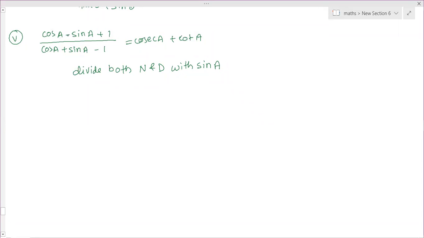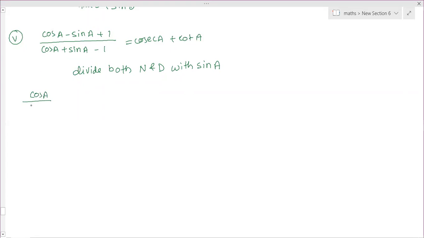So in this case, cos A minus sin A plus 1. When the question is in the form of sine and cos, you have to divide either by sine theta or cos theta. That depends on your RHS part. RHS is cosec theta. Cosec means 1 by sine, and cot means cos by sine. So you have to divide by the sine value.